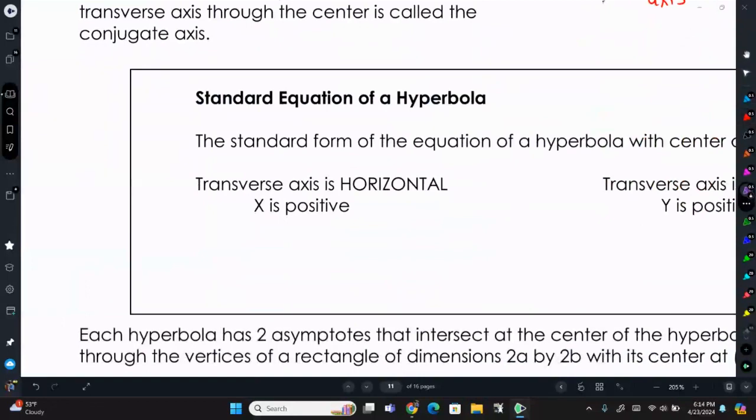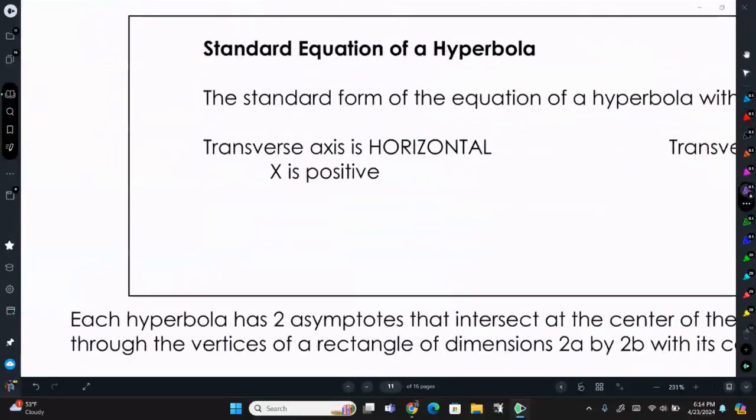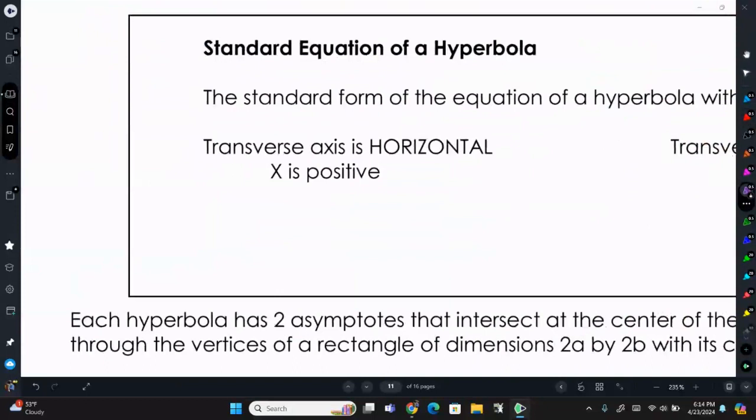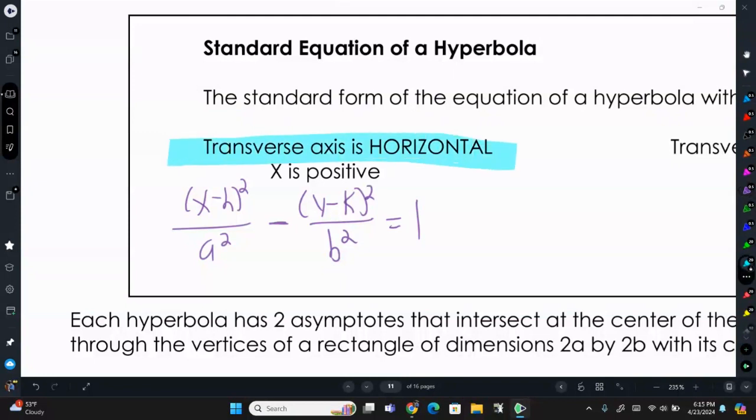So if the transverse axis is horizontal, that means our x term is positive. It's going to be x minus h squared over a squared. And it looks like an ellipse right now, but instead of a plus sign, it's going to be a negative sign. So if your x value is positive or in front, that is a horizontal hyperbola with a horizontal transverse axis.